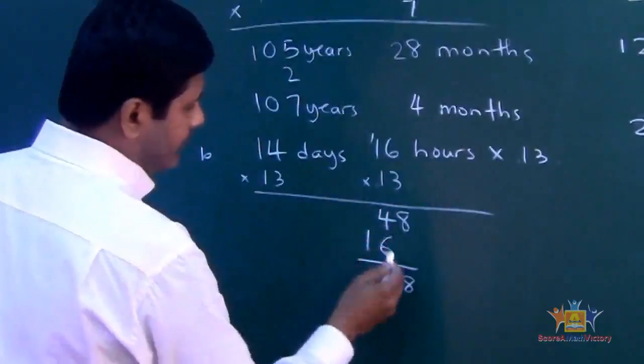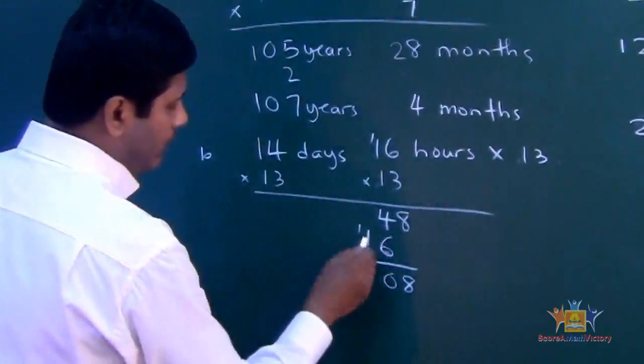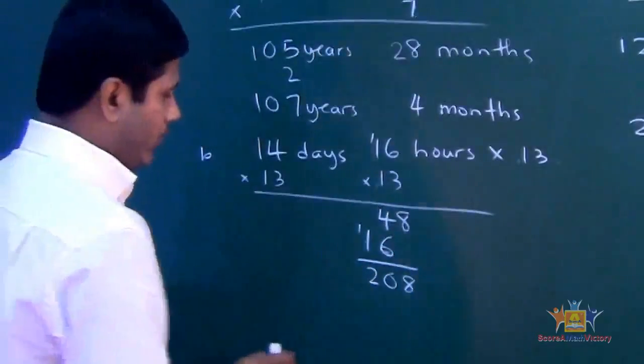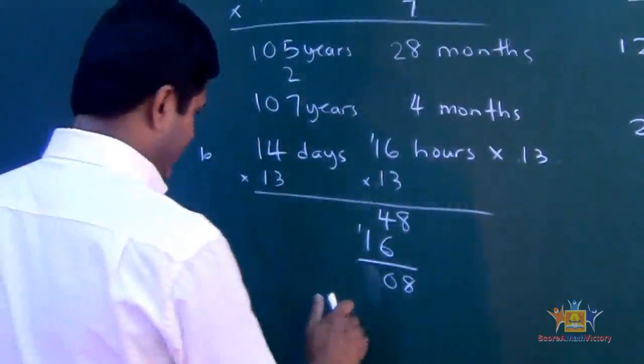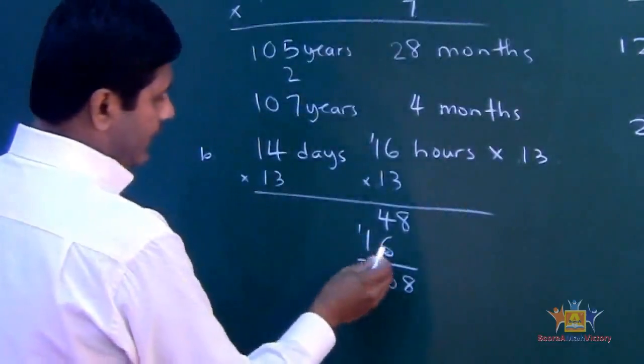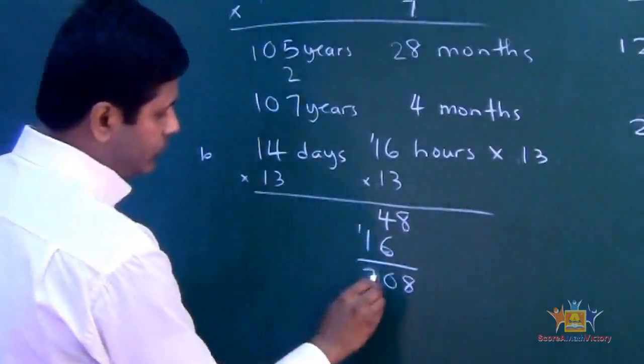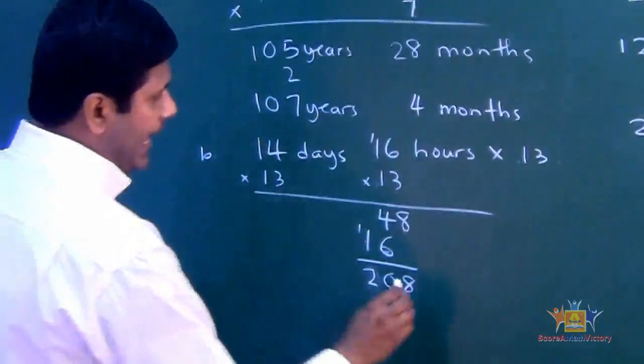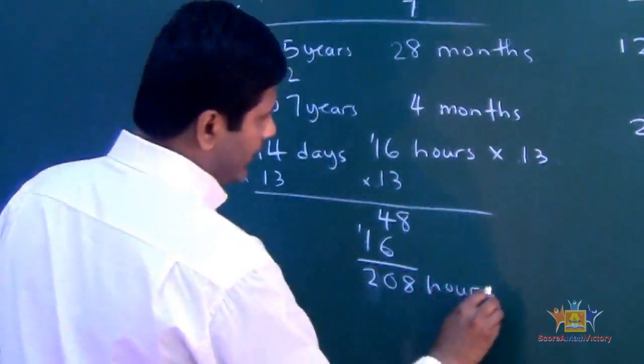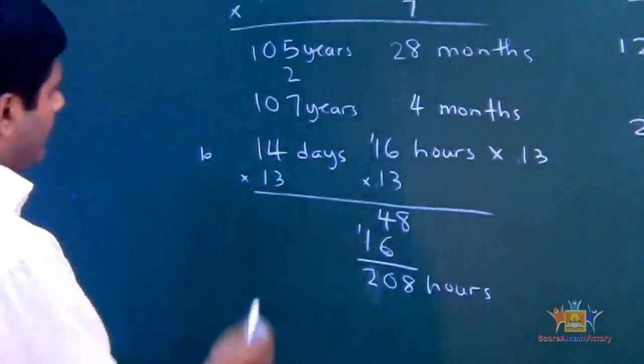8. 4 plus 6 is 10. Carry 1. 1 plus 2 is... 1 plus... okay, then carry 1, 1 plus 1 is 2. So it gives you 208 hours. Okay, 208 hours. Now look at this one.